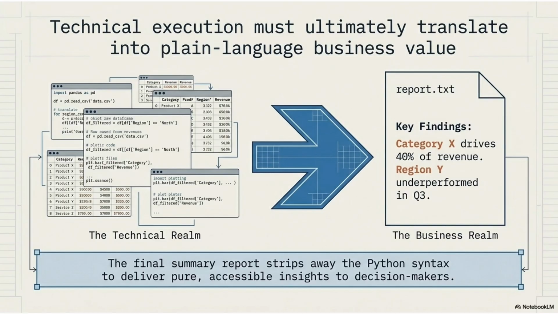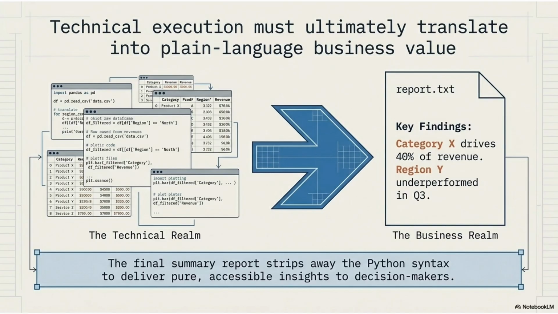Report.txt is where that translation happens. The technical realm on the left shows raw Python output, data frames, numbers, aggregation results, accurate but inaccessible to a non-technical decision maker. The business realm on the right shows report.txt. Key findings: category X drives 40% of revenue, region Y underperformed in Q3. Plain sentences, no code syntax, directly actionable.